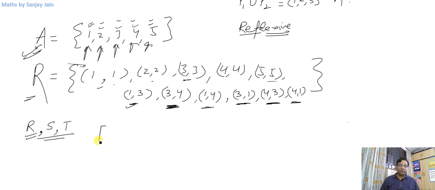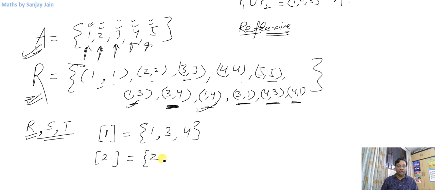Now let us talk about its subdivisions or partitions. The equivalence class of 1 is: to what elements is 1 related in this equivalence relation? It is related with 1, it is related with 3, it is related with 4. That's it. This is the equivalence class of the element 1. So what about the equivalence class of 2? It is definitely related with 2, and 2 is related to nothing else. So this is the equivalence class of 2.